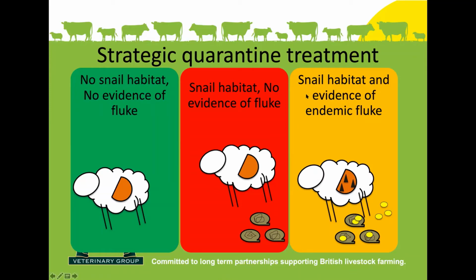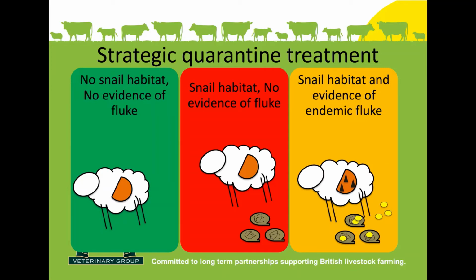And then finally, this snail habitat with evidence of endemic fluke on your farm. So our risk is, we buy a sheep in, we've already got fluke. So, well, my snails have already got fluke. What's the problem? Well, the problem is if we buy triclabendazole resistant fluke in, then we could put triclabendazole resistant fluke in our snail population, and it might mean that that doesn't work in the future. So again, I would suggest a similar path of treatment with something like closantel.